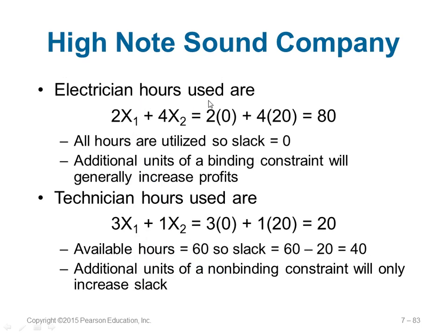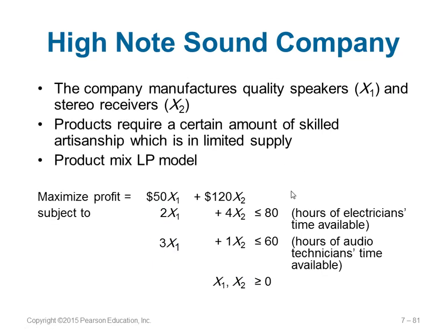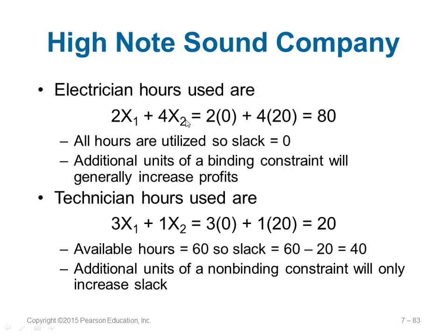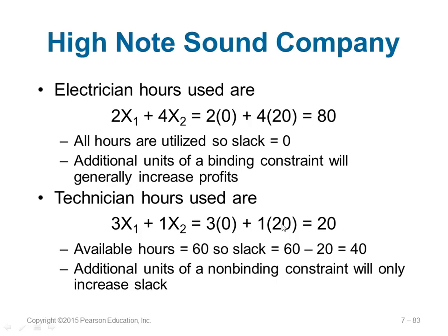Let's say you apply this optimal value, x1 is 0 and x2 is 20, in the constraint. 2x1 plus 4x2 is less than or equal to 80. You will find it's equal to 80, so there is no slack available. It's a binding constraint: no slack, no surplus. Then for the audio technician hours, applying the same equation, 3x1 plus 1x2, with x1 as 0 and x2 as 20, and it was less than or equal to 60, so 60 minus 20 is 40. You have slack here, so this is a non-binding constraint.